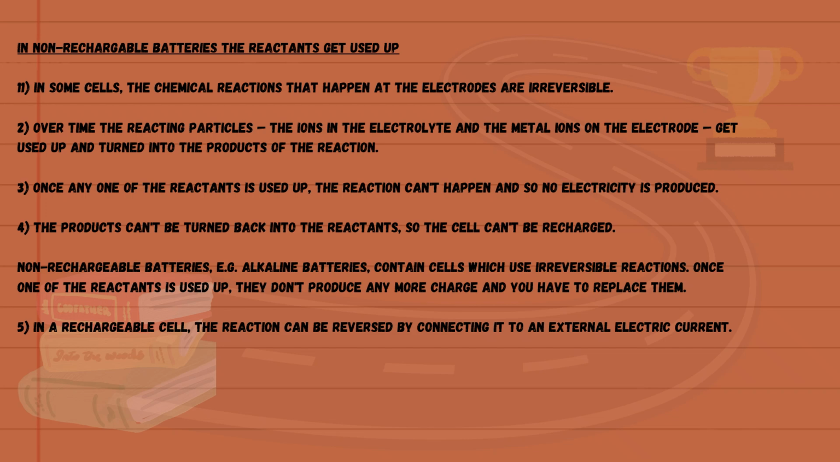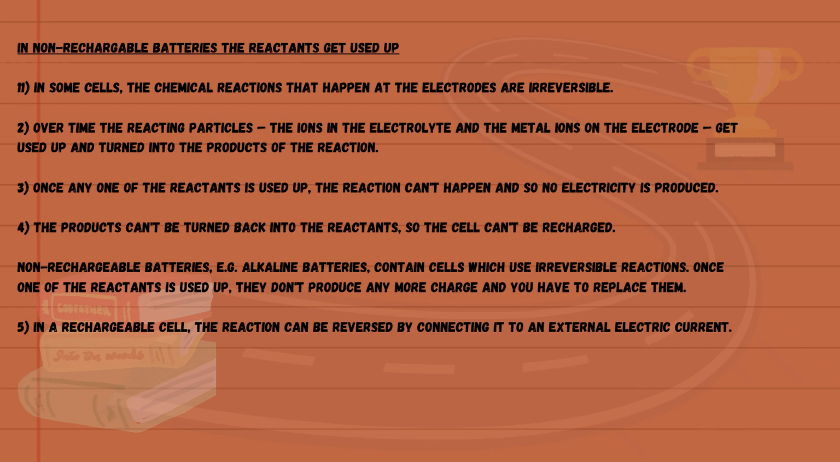Over time, the reacting particles, the ions in the electrolyte and the metal ions on the electrode, get used up and turned into products of the reaction. Once any of the reactants is used up, the reaction can't happen and so no electricity is produced. The products can't be turned back into the reactants, so the cell can't be recharged.